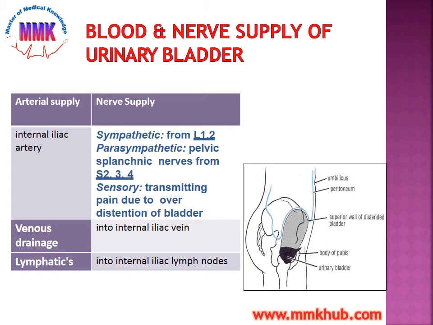Sympathetic nerve supply of the urinary bladder comes from the L1 and L2 spinal cord segments. Parasympathetic supply comes from the pelvic splanchnic nerves from S2, S3, S4. Sensory nerve supply transmit pain due to over-distension of bladder.